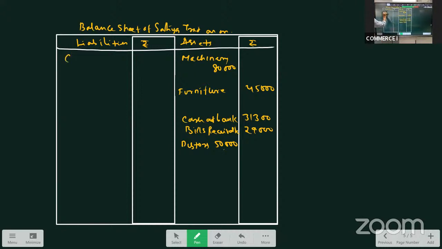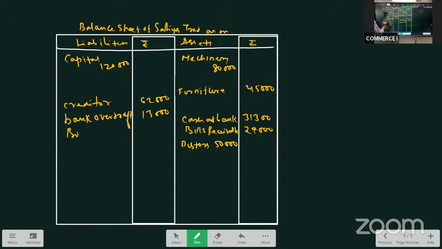Then on the liability side, we have capital. Capital is 1,20,000. To this we add net profit. Then we have creditors. Creditors are a current liability, 62,000. Then we have bank overdraft, that also is a current liability, 13,000. Then we have bills payable, 40,000. Done. All the items of capital nature we have taken.